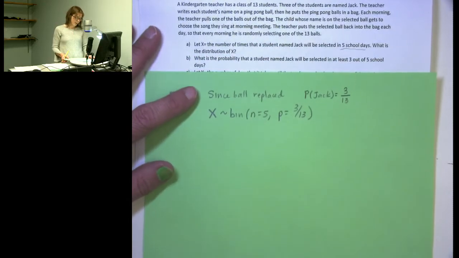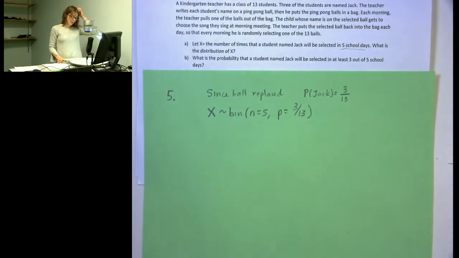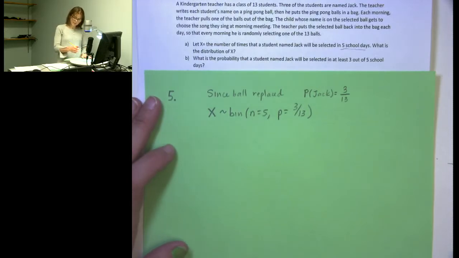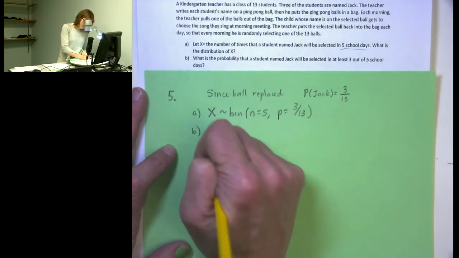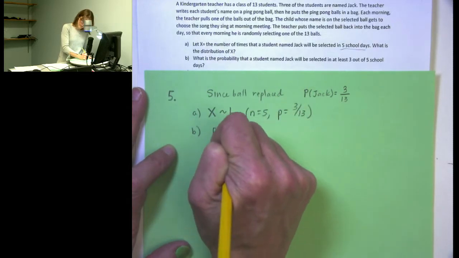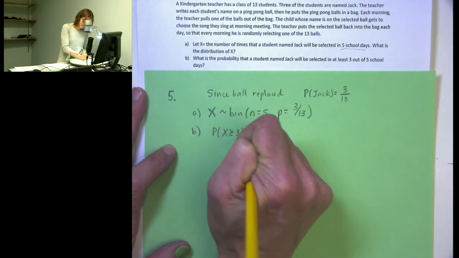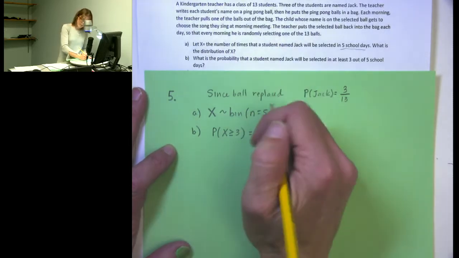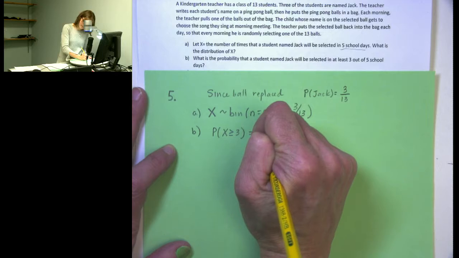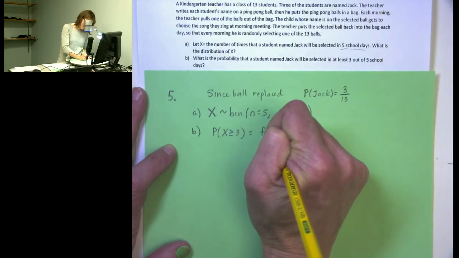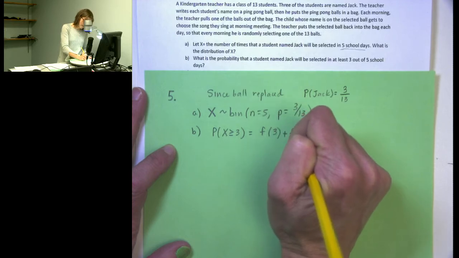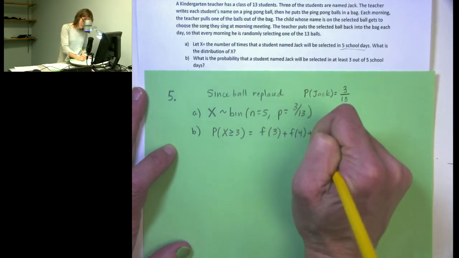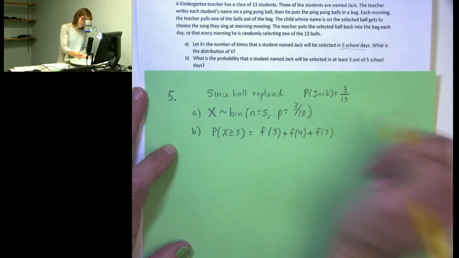So if I want to know the probability that a student named Jack will be selected in at least 3 out of 5 school days, that's the probability that X is greater than or equal to 3. Which is the probability that X is equal to 3, plus the probability that X is equal to 4, plus the probability that X equals 5.